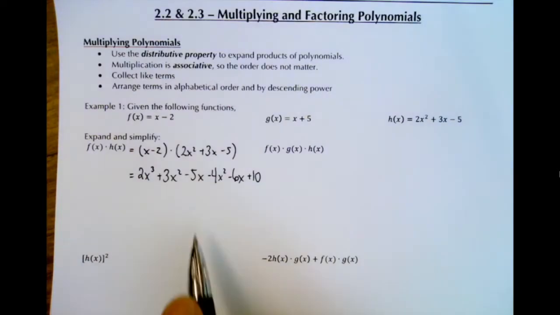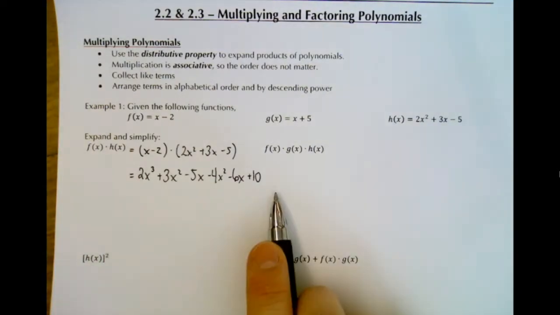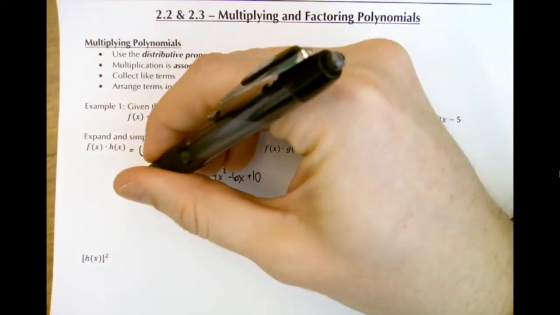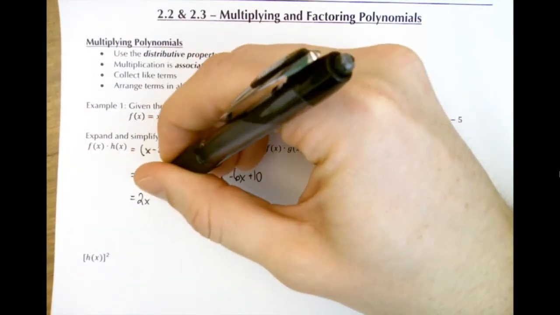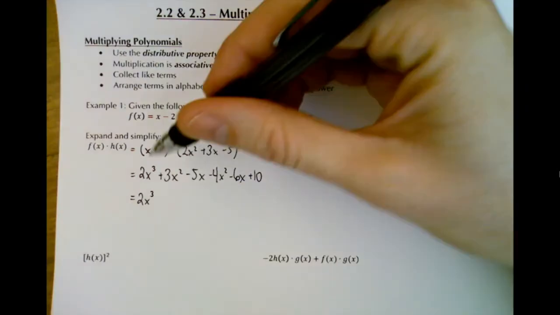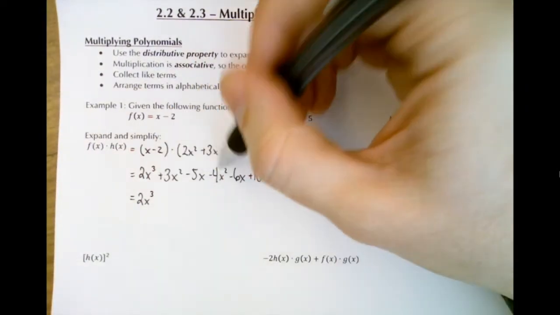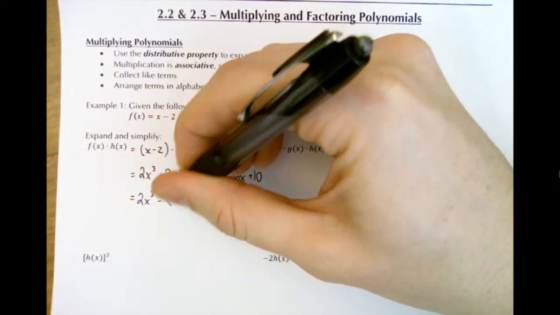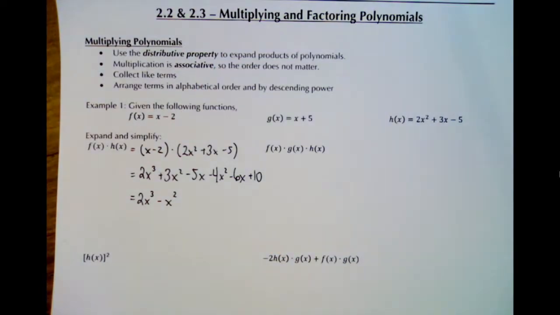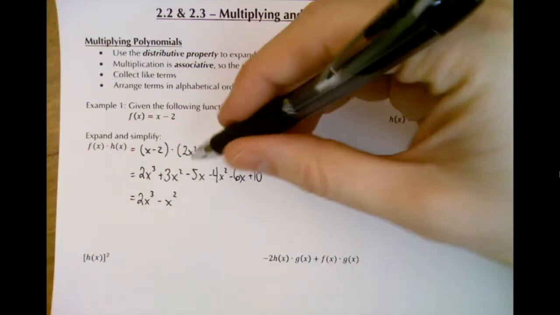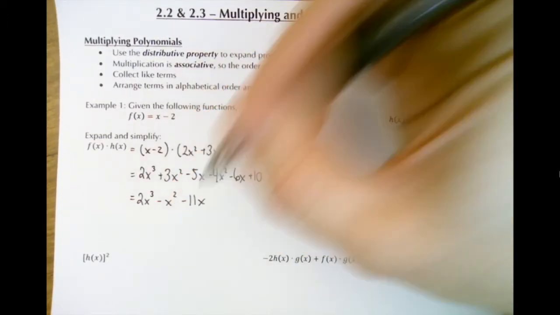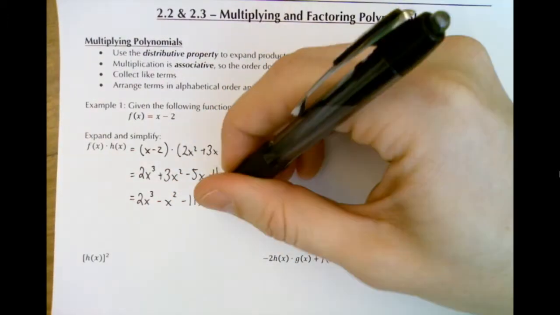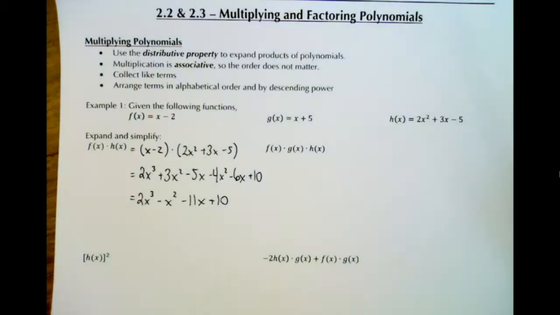Now we have a polynomial expression with some like terms that we can collect and simplify. There's no other cube terms, so we're going to write that one down first because it's our highest exponent. There's two squared terms, so we're going to add them. And we get negative x squared, 3 minus 4. There's two x terms, negative 5x, negative 6x. Together that makes negative 11x. And there's only one constant term, 10. And there's our final expression.